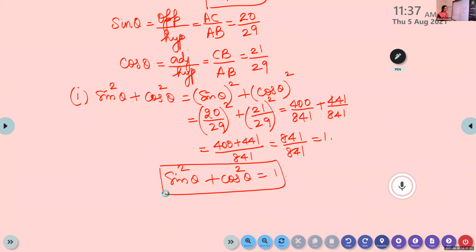Is it okay, Fia? We are asked to find sine square theta plus cos square theta. Sine square theta means sine theta the whole square, and cos square theta means cos theta the whole square. Sine theta is 20 by 29 the whole square, cos theta is 21 by 29 the whole square. We square it and we simplify.